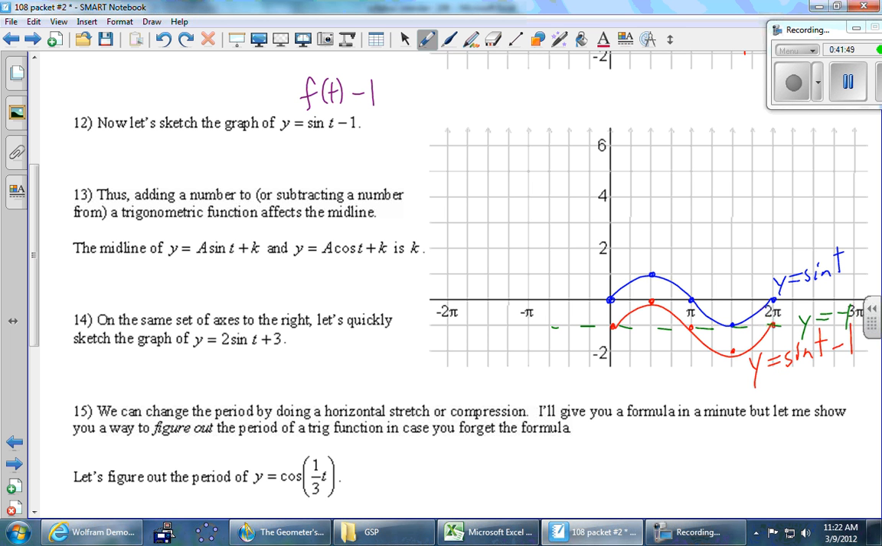Okay, so like I said, we're building up to our most general sine cosine function we can. We'll try 14 where we put those two ideas together. Todd?